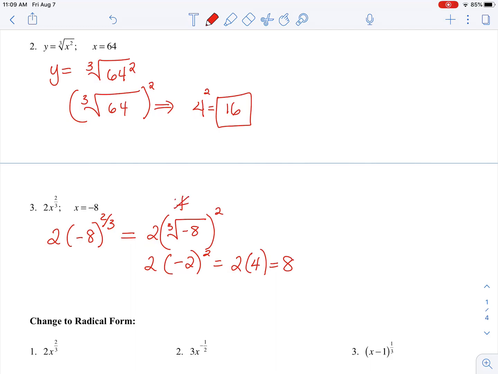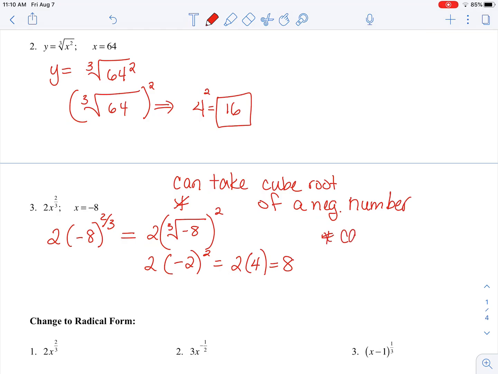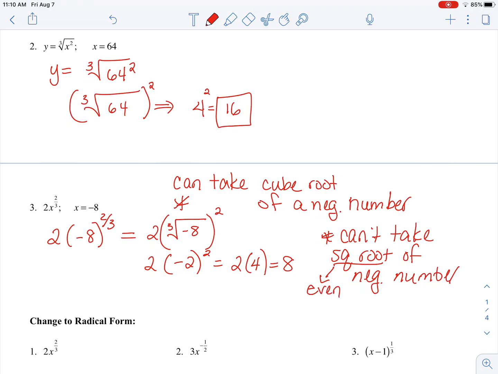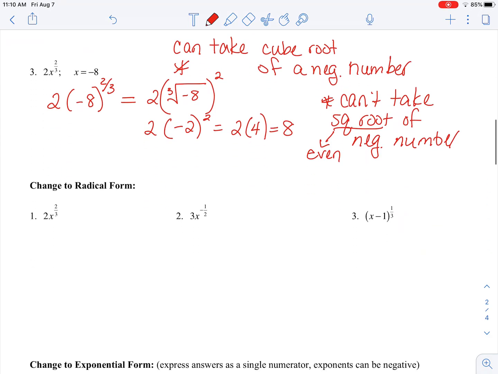Now, I just want to remind you here, you can take a cube root of a negative number. Okay. We cannot take a square root of a negative number. Okay, that would be imaginary. So we're going to be careful. Okay, we have to be aware of that when we're doing things. So by square root, I mean any even root. Okay, so just be aware of that.